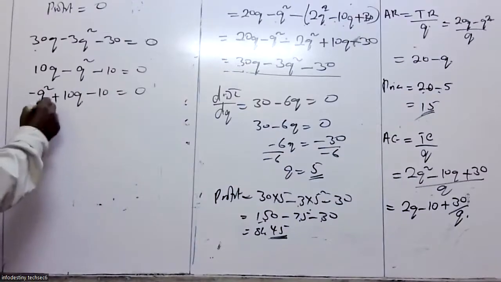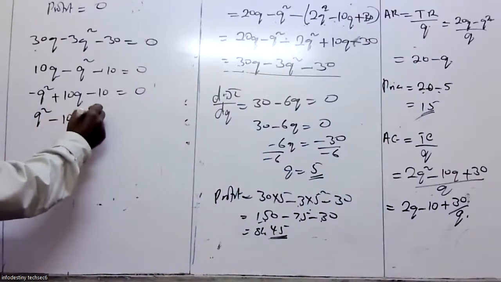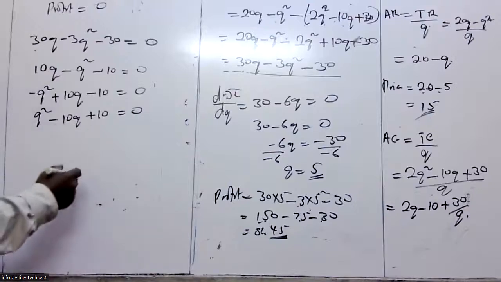Now we can divide everything by minus 1. So this is going to give us q squared minus 10q plus 10 equals 0. Now, we can use factorization in our case here. We take this times this. Do you have any number that when you multiply it's going to give us 10? No. So let's just use the formula method.